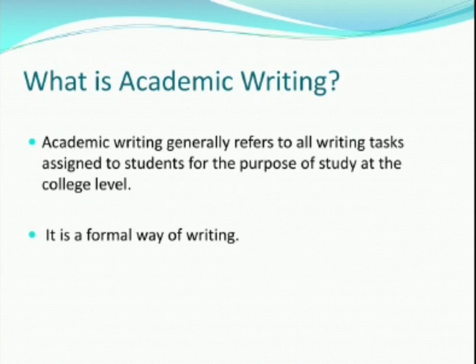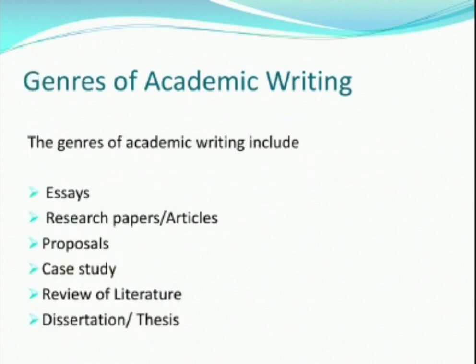Academic writing generally refers to all writing tasks assigned to students for the purpose of study at the college level. So, as you know, the works that you are doing as part of your study can be considered as academic writing. It is purely a formal way of writing. In this unit, we are going to look at genres or types of academic writing.